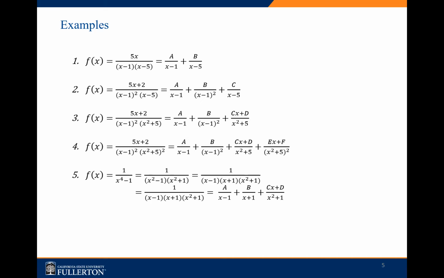In 2, we have a repeating factor as (x minus 1) whole squared multiplied by (x minus 5). So this must be written as A over (x minus 1) plus B over (x minus 1) whole squared plus C over (x minus 5).